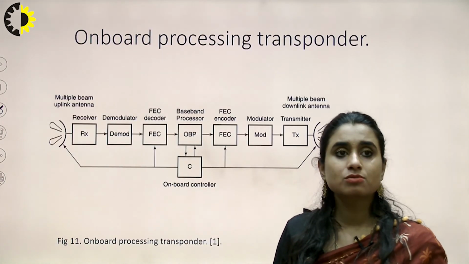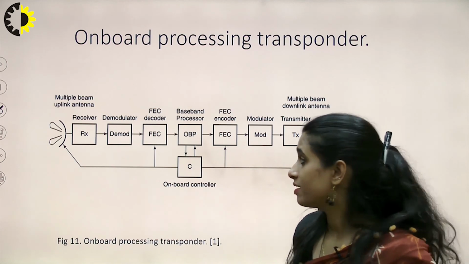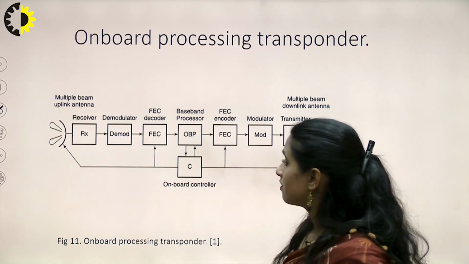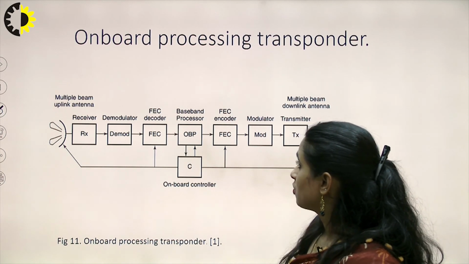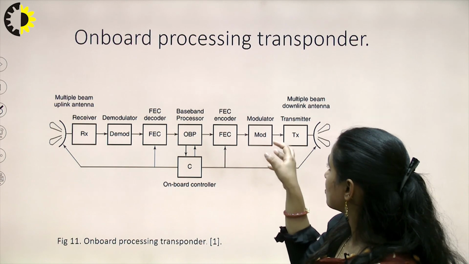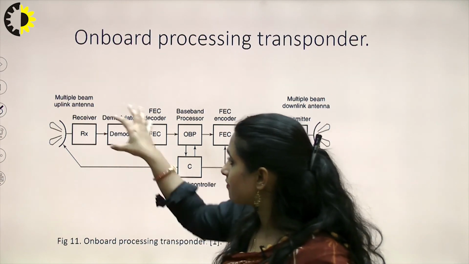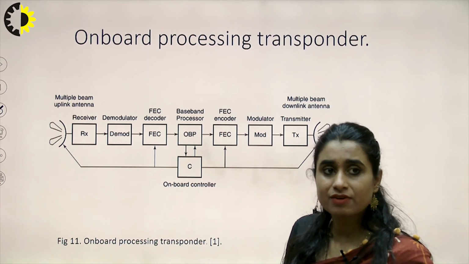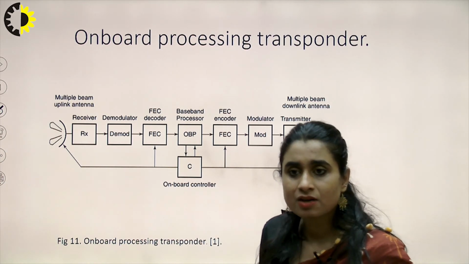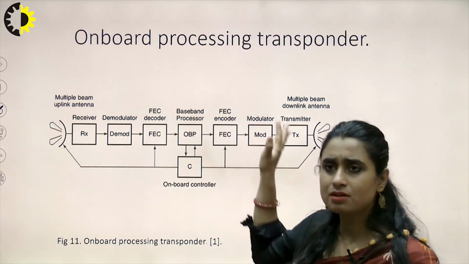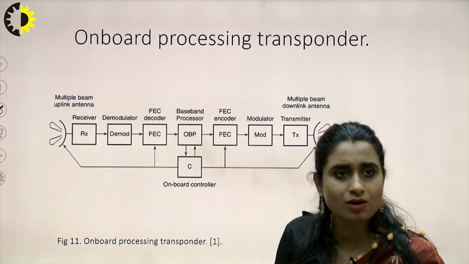This is how an onboard processing transponder looks like. We have the receiver, the superheterodyne receiver, the demodulator, we have error correction here, we have the onboard processor, we have forward error correction, then the modulator, then the transmitter. For the receiver we have demodulation, for the transmitter we need to perform modulation first, then we transmit. So this is how a simple or basic communication system works.